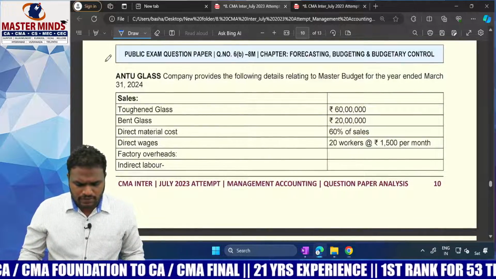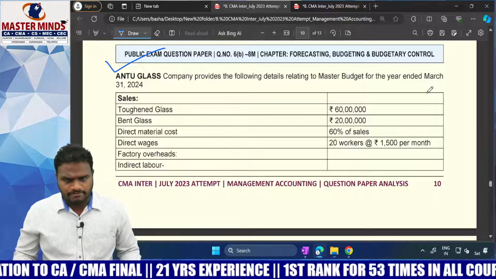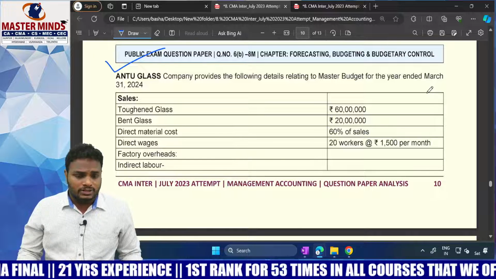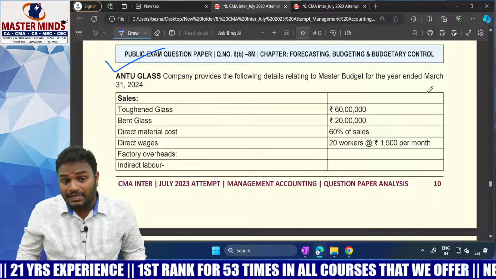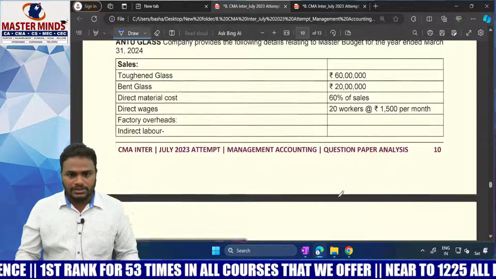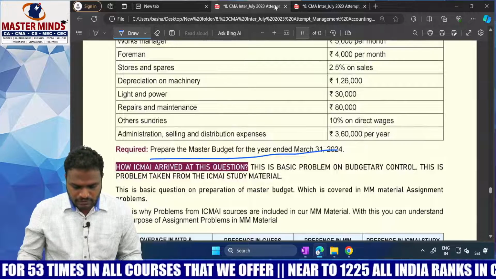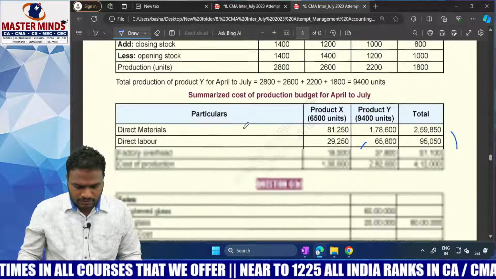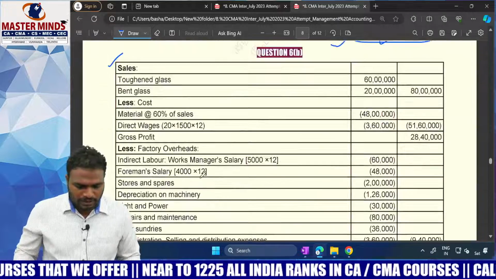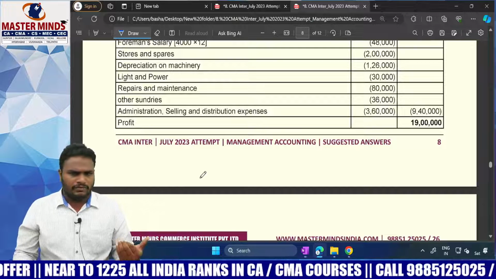Now second question. This is also a direct straight question from the study material only. This problem is on master budget, which is a summary of all the budgets. Master budget. Direct question. Prepare a master budget, which is a summary of all the budgets. Sales minus variable cost minus fixed cost and finally profit.